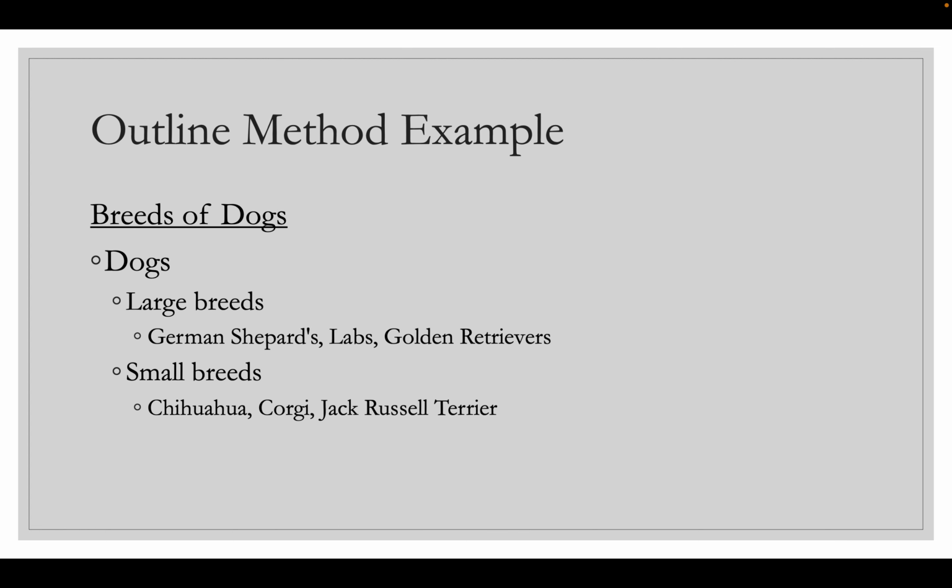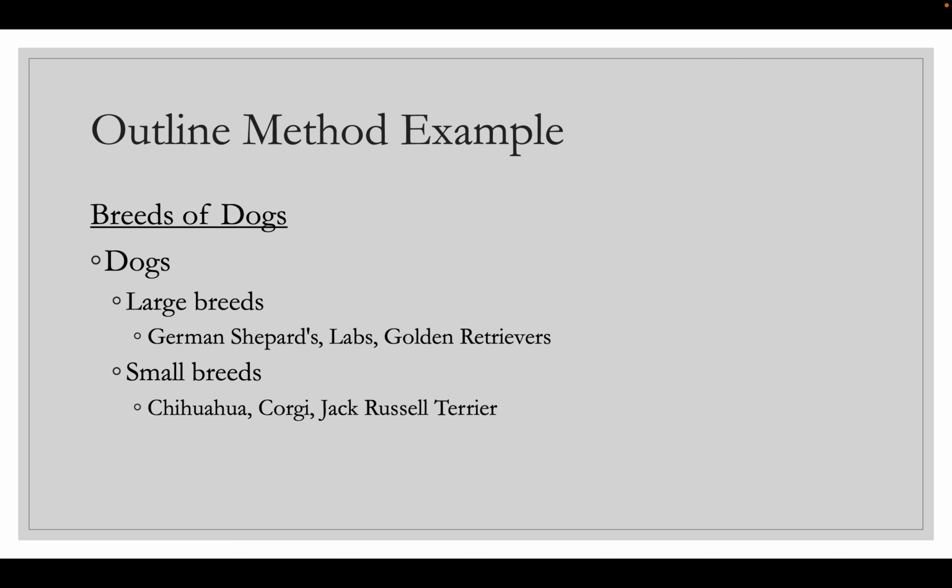So next we're going to see an example. This is just a quick example I threw together of, let's say the main topic here is breeds of dogs. So we're going to have the main topic here as dogs. A subtopic underneath dogs are large breeds. Then I have indicated the different facts of large breeds, such as German Shepherds, Labs, Golden Retrievers.